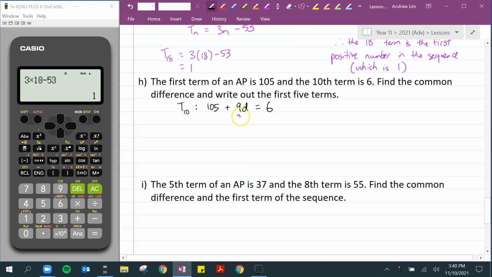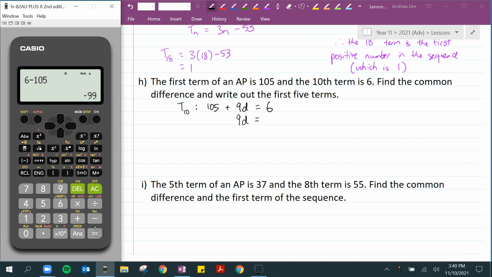Let's minus 105 from both sides. Negative 99. So d is equal to negative 11. Now that we've done that, we've worked out what the common difference is. We need to write out the first 5 terms.